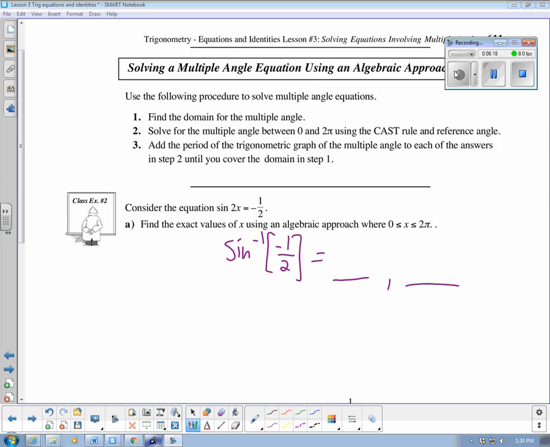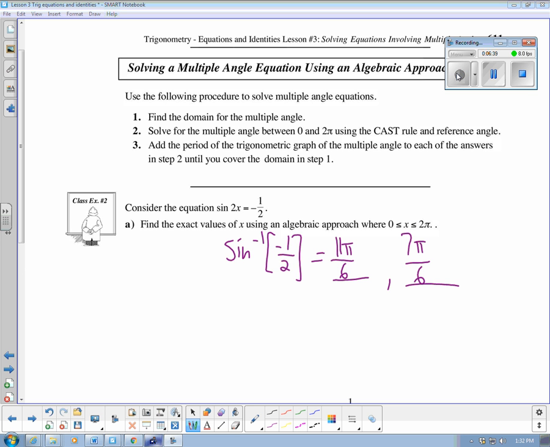So now I'm asking you to take the inverse sine of negative a half, and come up with 2 answers. Your calculator will only give you 1. The answer has to be between 0 and 2 pi, so it has to be positive. So please change it to positive. I'm looking for 2 answers.